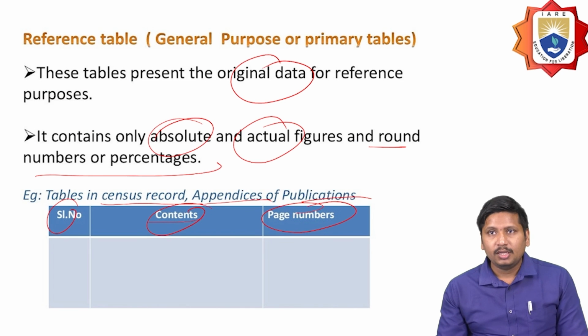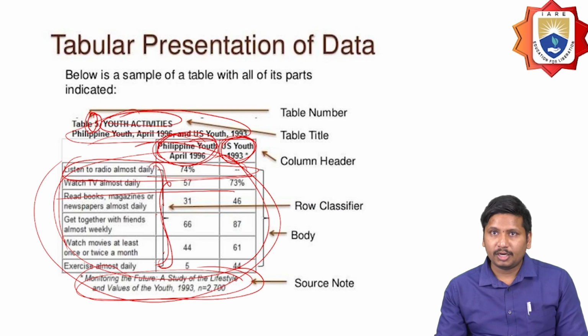So, reference table. You can also call it general purpose or primary tables. All the time it represents the original data, and it should contain only absolute and actual figures of the data. For example, the tables in a census record are the original ones, and appendices or publications are also original ones. That's why I call it a reference table, general purpose or primary table.